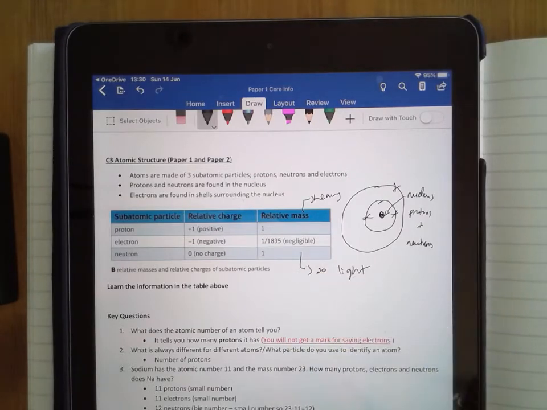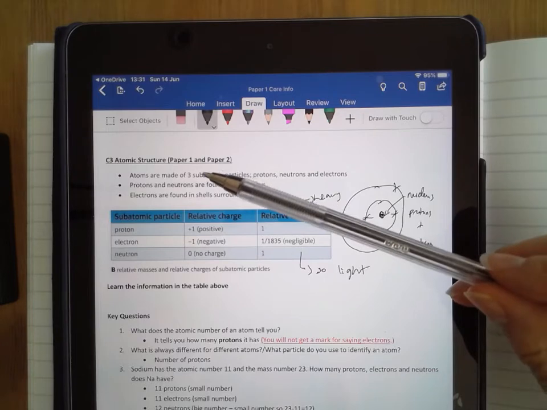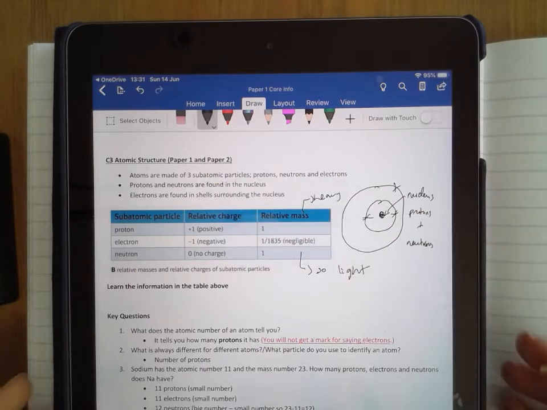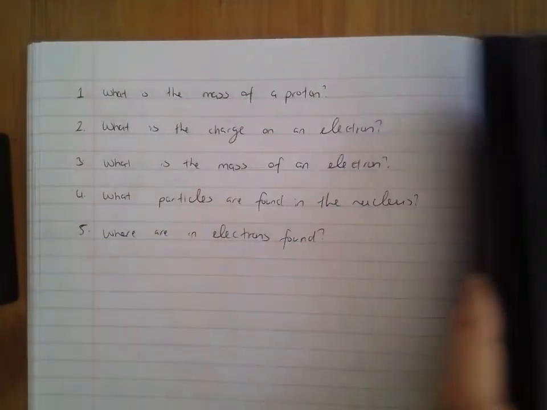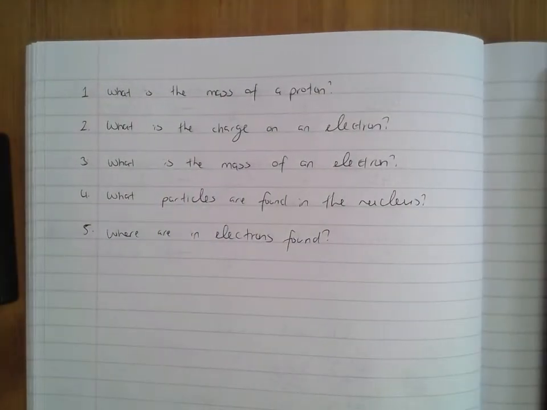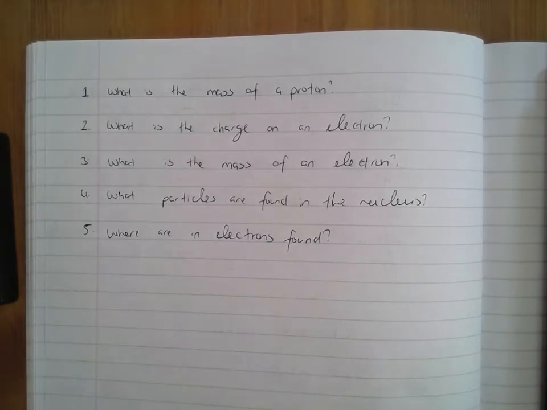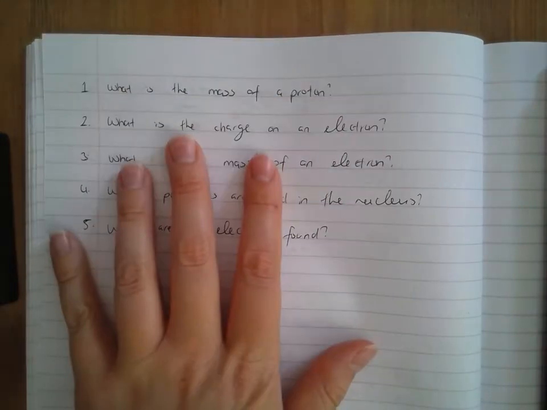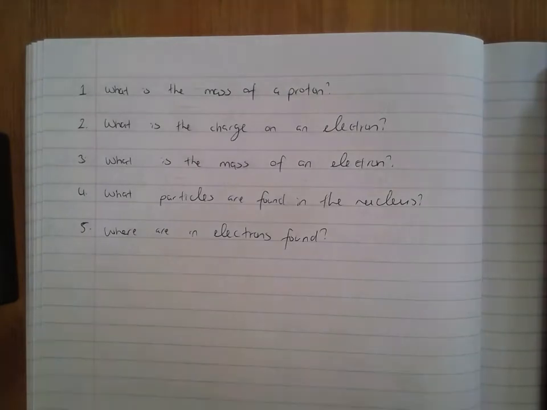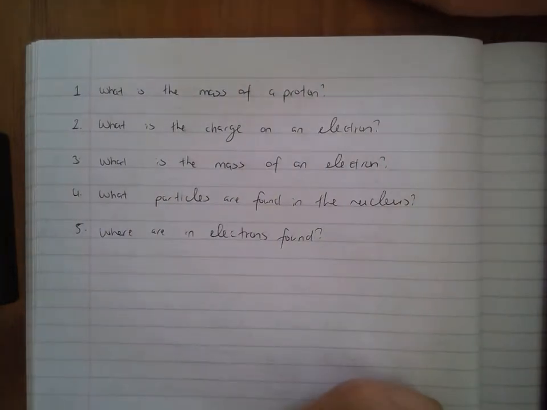Try and learn it off by heart and learn where protons and neutrons are found and learn where electrons are found. And when you think you know it all off by heart, then I want you to answer these questions to test yourself. So press pause now, learn the information. When you think you know it off by heart, answer these questions. When you've got them answered, press play to see the answers.